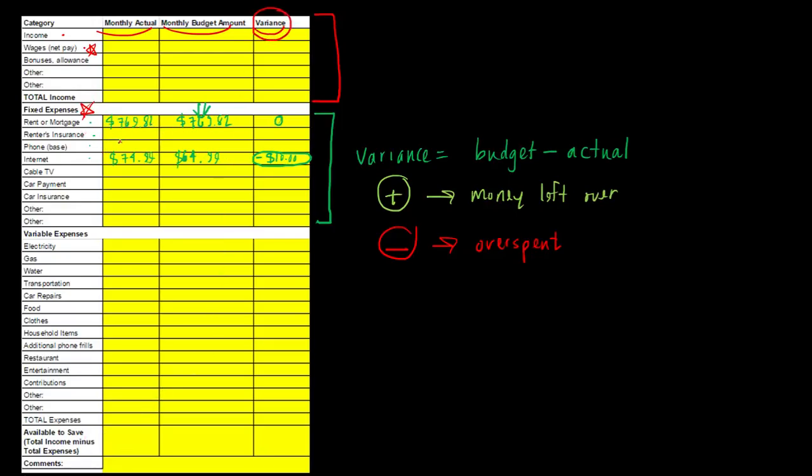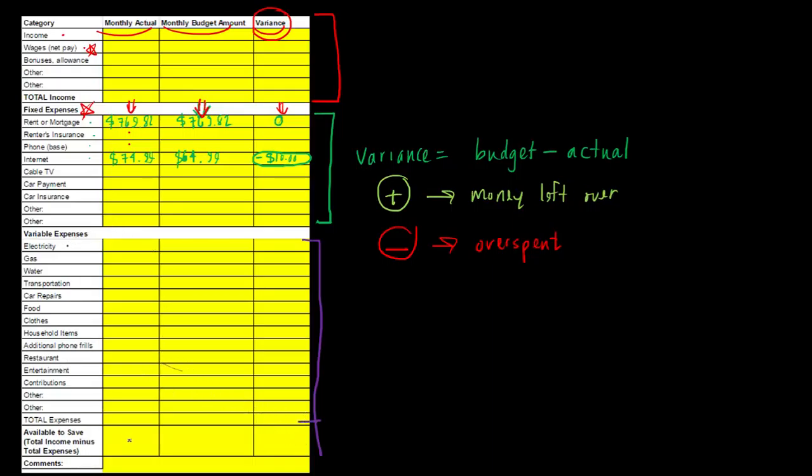Okay, so you'll continue and you'll fill in each of the boxes in your fixed expenses. Now remember, I recommend starting with monthly budget amount, then fill in what you actually spent, and once you have those, you'll be able to fill in your variance. Let's take a look at variable expenses, which are expenses that aren't necessarily going to be the same from month to month.